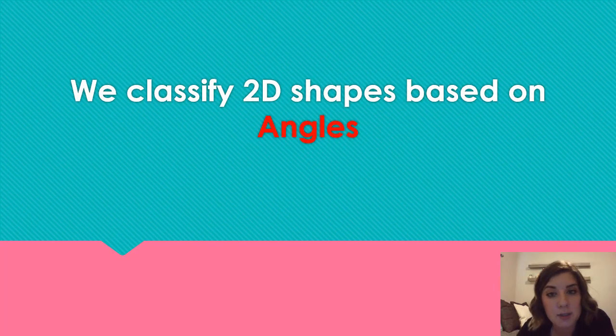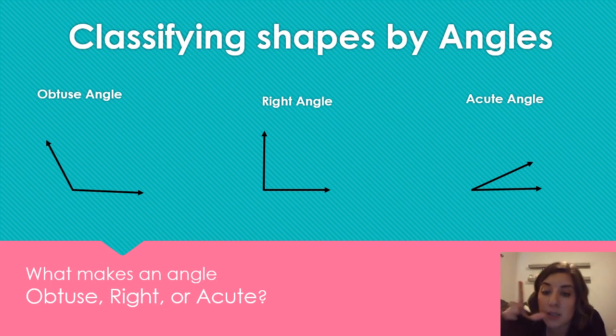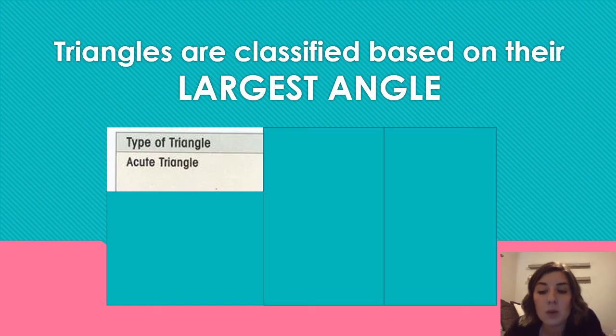We can also classify 2D shapes based on their angles. When we're talking about angles, remember we can have an obtuse angle, an obese, fat angle. We could have a right angle that's right on 90 degrees. Or we could have a cute little angle that's less than 90 degrees. When we're classifying triangles based on their angle, there's actually three types of triangles: an acute triangle, a right triangle, an obtuse triangle. And what we do is we classify them based on their largest angle.